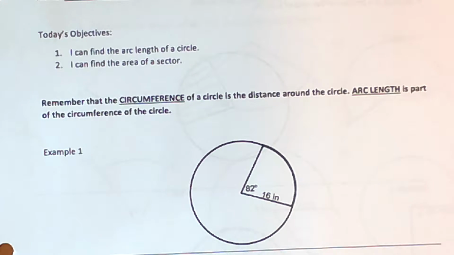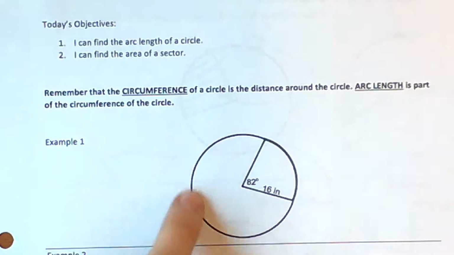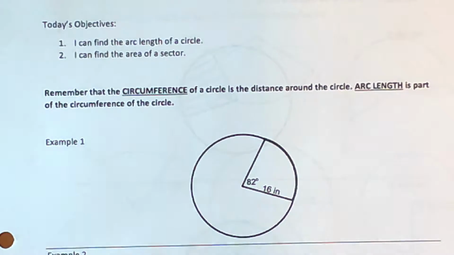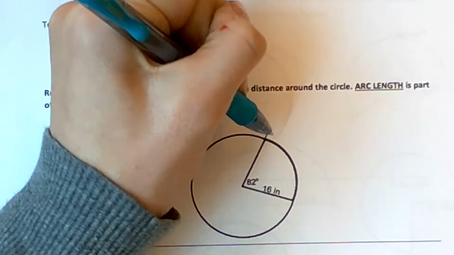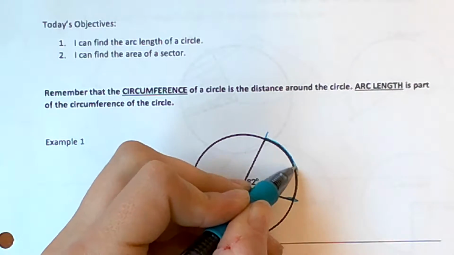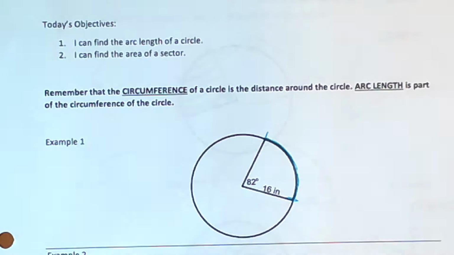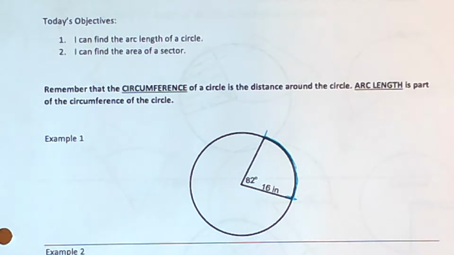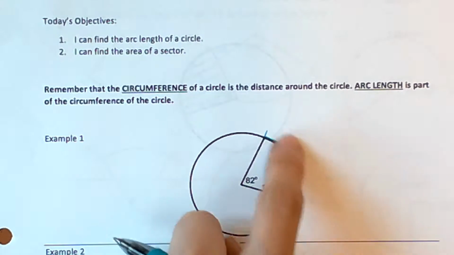So the circumference is going to be all the way around this circle. And when I'm finding the arc length, I'm only finding the distance around this portion of the circle. So there's going to be two ways that we can solve this. One way, we can use a formula and just plug in the numbers and go. And the other way is to set up a proportion, which is very similar to just plugging in the numbers to solve for this distance right here.